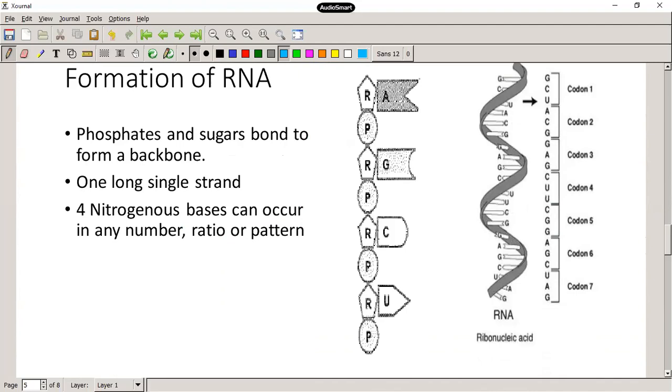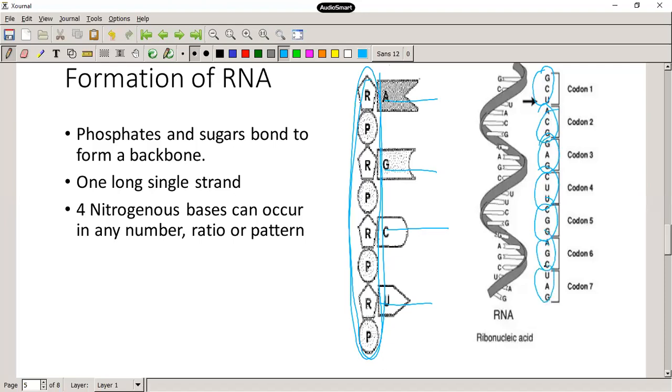Okay, formation of RNA. We can see there's a sugar phosphate backbone, and then we've got the nitrogenous bases sticking out on the side. It's a single strand, not a double strand like in DNA. And then four nitrogenous bases can occur in any number ratio or pattern, and this normally gets read from DNA. Now, each three nucleotides or each three nitrogenous bases makes up on the mRNA what we call a codon, and that's going to code for a specific amino acid in my protein that I want to form. So here you can see the codons, each three nitrogenous bases makes up a specific codon.